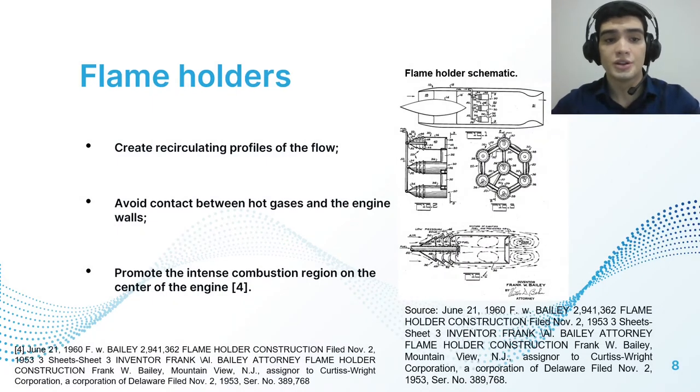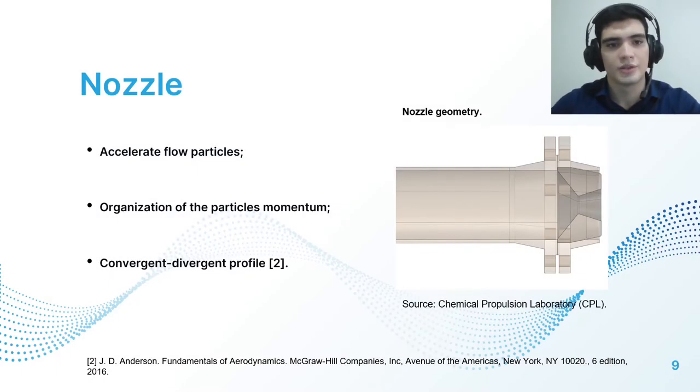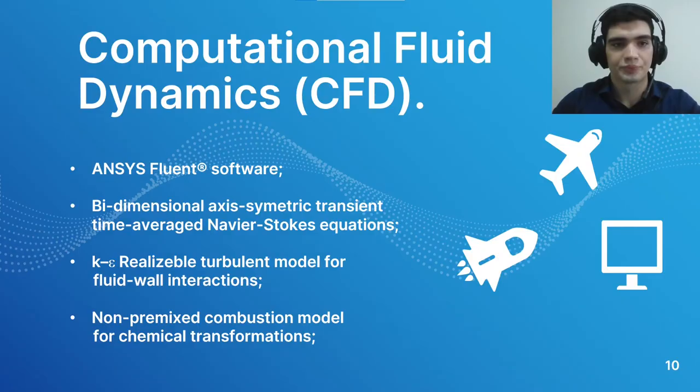The flame holders are used to create recirculation profiles of the flow that allows the combustion to be self-sustained, avoid contact between hot gases and engine walls, which could cause structural damages, and promote intense combustion region on the center of the engine. The main functionality of the nozzle is to accelerate the flow particle by the organization of its momentum. And as the engine flies in supersonic conditions, the convergent divergent profile is needed.